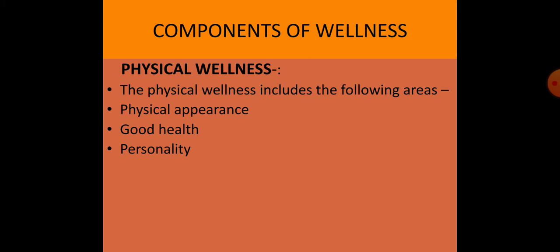Wearing and clothing: how we dress up, what type of clothing we are selecting, how we are overall representing ourselves. So wearing and clothing is another part of physical wellness. Hygienic habits: hygiene is another very important area, keeping ourselves clean, cleanliness of the body, wearing clean clothes.